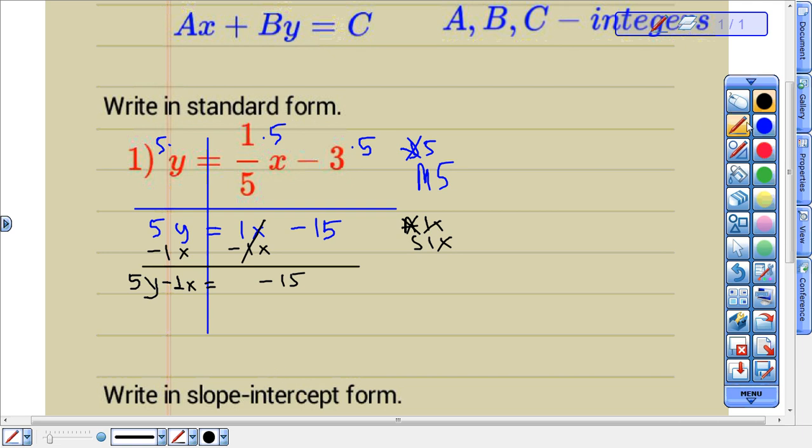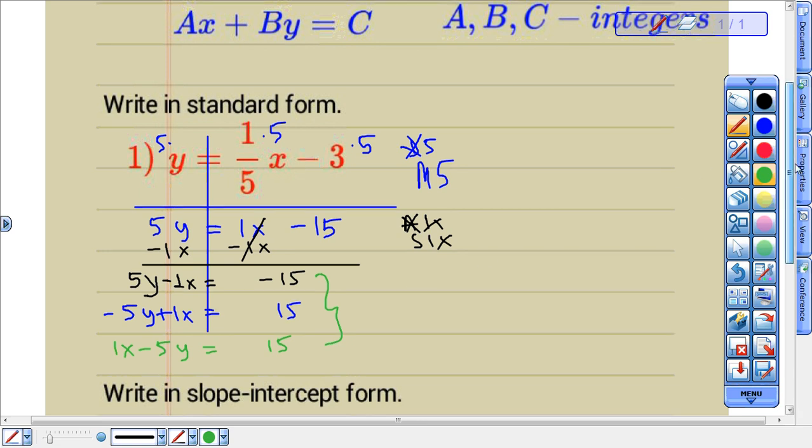We have equivalent equations to this. If we change the sign of every single term on the left side and the right side, we would have an equation as in negative 5y plus 1x equals positive 15. And we could also have an equivalent equation as 1x minus 5y equals positive 15. All three of these equations are equivalent, which means they represent the same equation. They're just written with different coefficients.